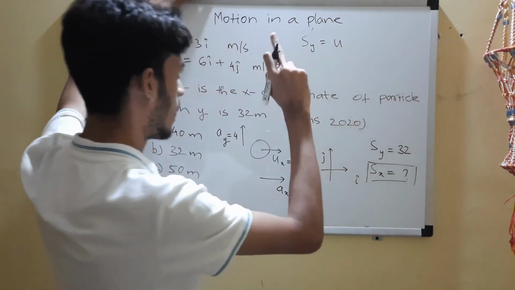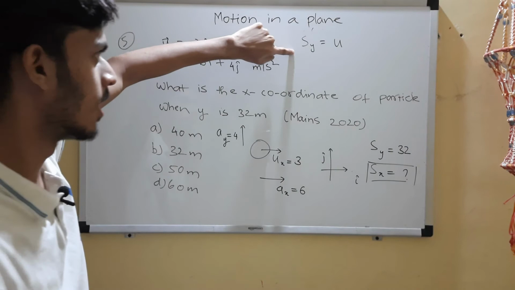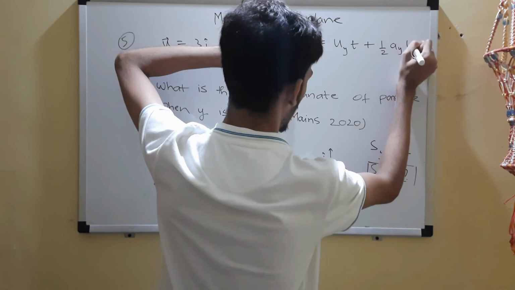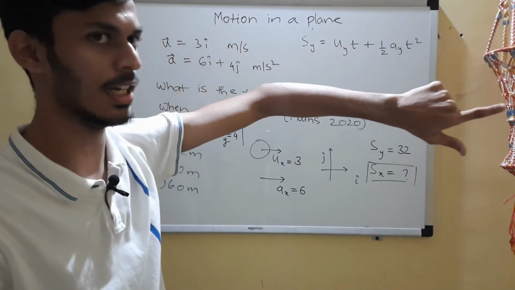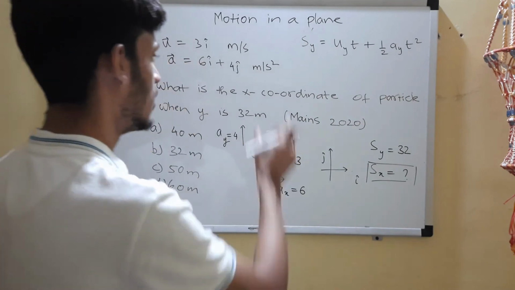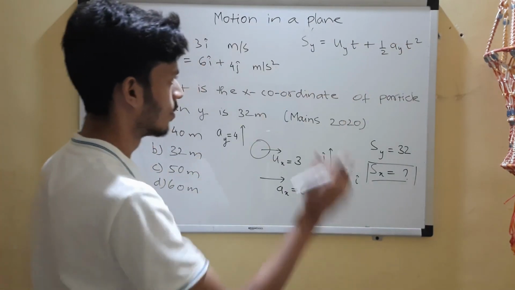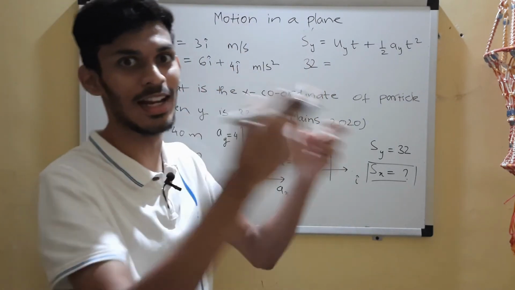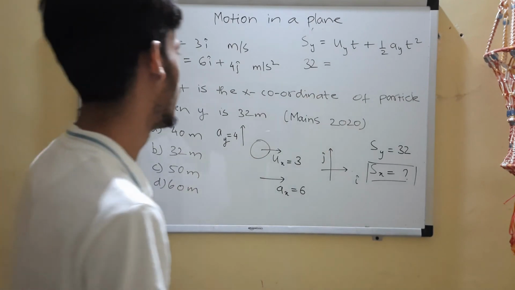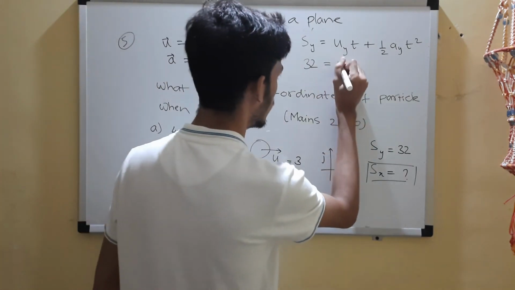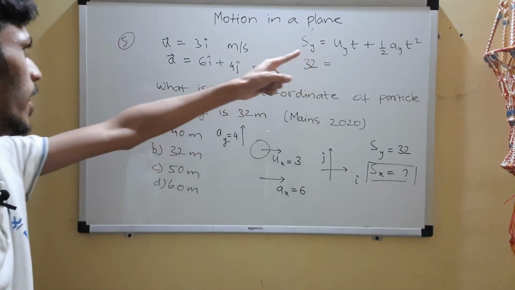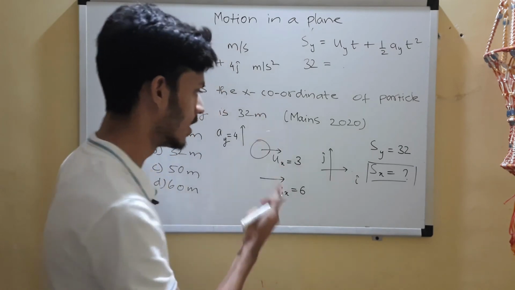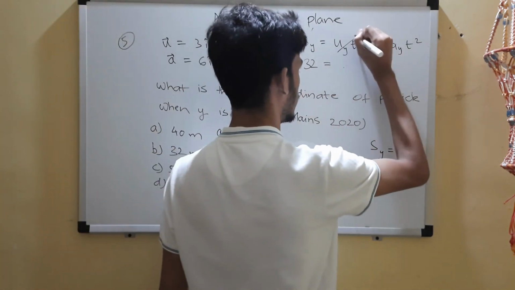We are going to find time through the equation sy is equal to uyt plus half ay t square. I just wrote s is equal to ut plus half at square in the y direction. So let's apply that. What is sy? 32. When sy is 32, we want to find the time. Now what is uy? There is no j component, so uy is 0. There is no initial velocity in the y direction.